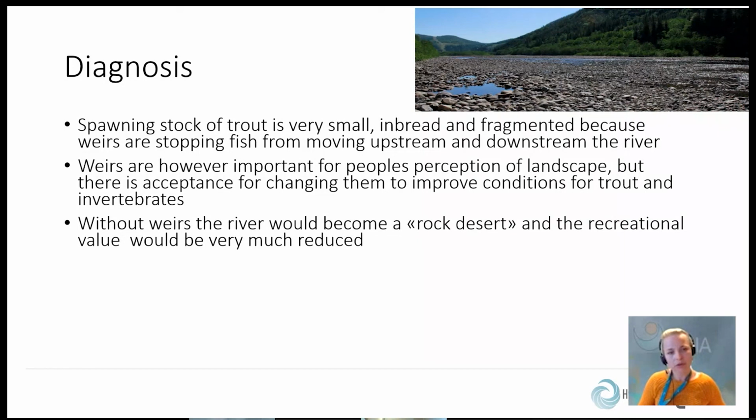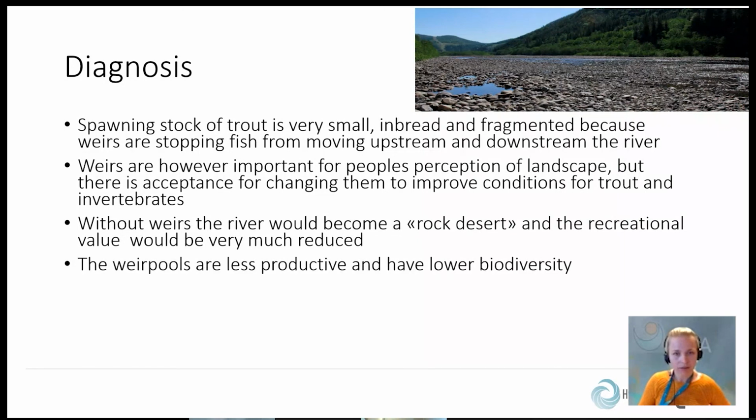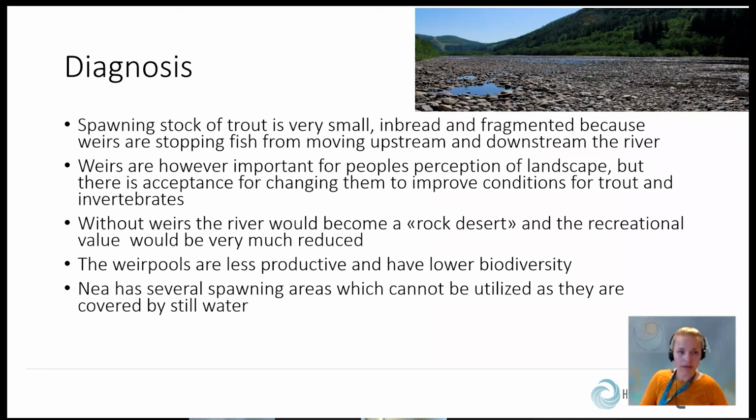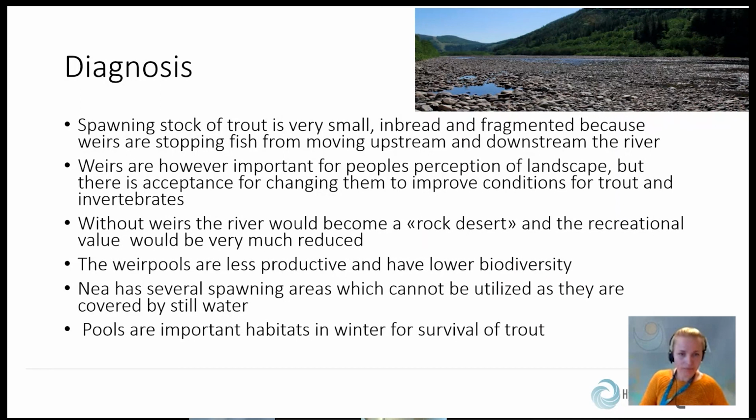And removing them would reduce the recreational value. The weir pools, which the weirs create, are less productive and have lower biodiversity. But the river has several spawning areas which cannot today be utilized as they are covered by still water and sediments. But these pools are also important in winter for the survival of trout.